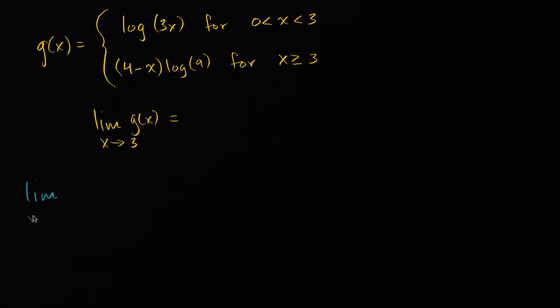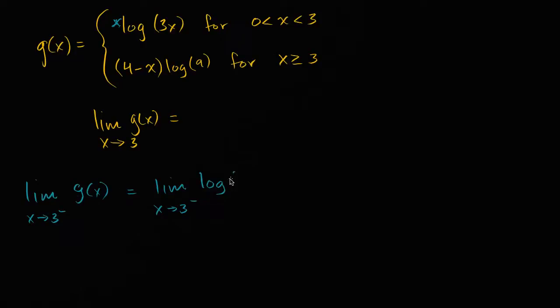So the limit as x approaches 3 from values less than 3, so we're going to approach from the left, of g of x. Well, this is equivalent to saying this is the limit as x approaches 3 from the negative side. When x is less than 3, which is what's happening here, we're approaching 3 from the left, we're in this clause right over here. So we're going to be operating right over there. That is what g of x is when we are less than 3.